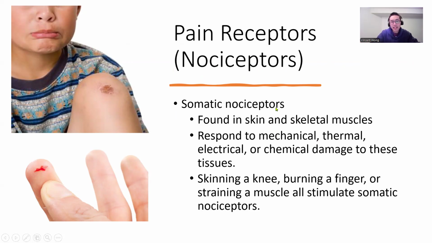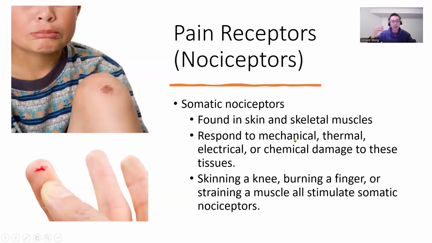We have somatic nociceptors. Somatic means bodily. So these are things that are coming from the surface of the body, more external things. These are the pains that we are all familiar with, from things like cuts, bruises, if you bumped yourself, if you burned yourself. All the pain that you register from the surface of the body, from muscles, from skin, is registered through the somatic nociceptors.